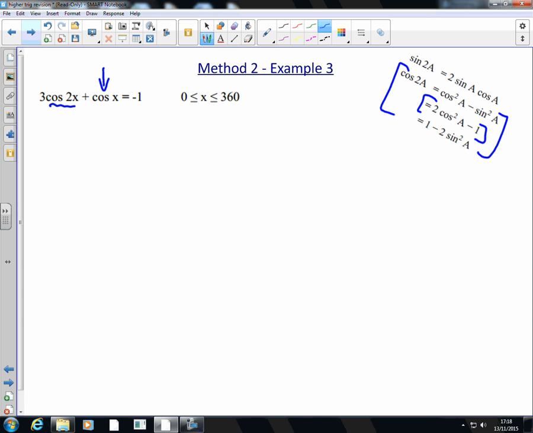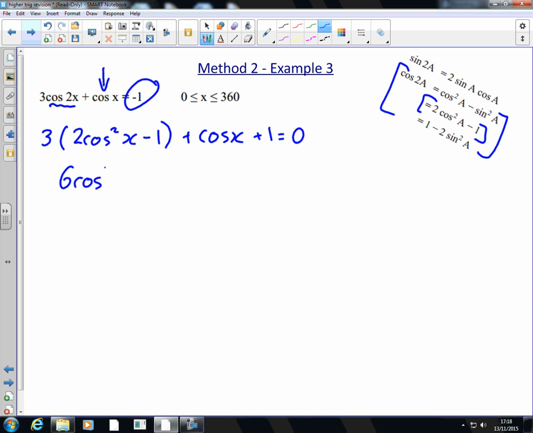So it's going to be 3 multiplied by 2 cos squared x minus 1, all in brackets. It's really important that all gets multiplied by 3, plus cos x. And let's just take that -1 over to the other side, so it's +1 equals 0. Multiply out those brackets, that's going to be 6 cos squared x minus 3 plus cos x plus 1 is equal to 0. Let's tidy that up again: 6 cos squared x plus cos x minus 2 is equal to 0.